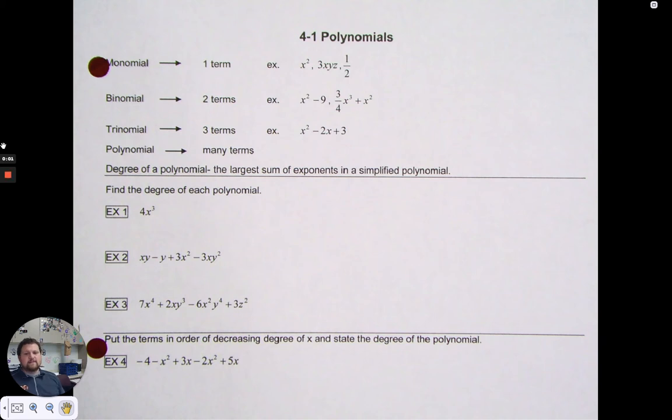Hello and welcome back. Today we're looking at 4.1 polynomials. Okay, so we're going to start off looking at some of the most basic concepts of polynomials, and this is really to be able to move on into factoring and some other things for this chapter.